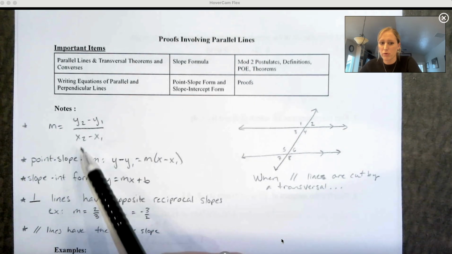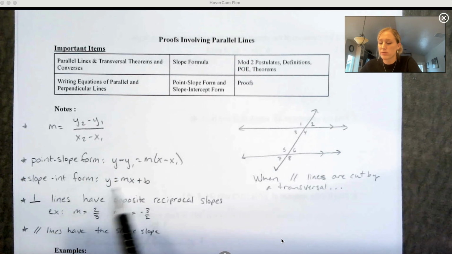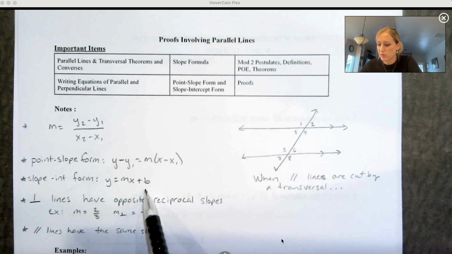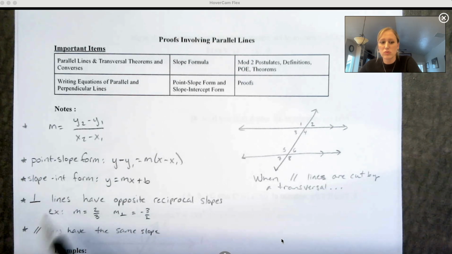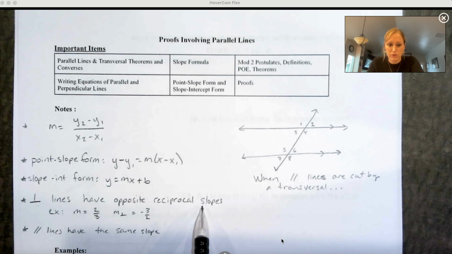This is your slope formula. Point slope form, this is an equation of a line. y equals mx plus b, a different form of an equation of a line. And then these two notes about parallel versus perpendicular. Perpendicular lines have opposite reciprocal slopes. There's an example to remind you what that is. The sign is opposite and reciprocal means the fraction is flipped. Parallel lines have the same slope.